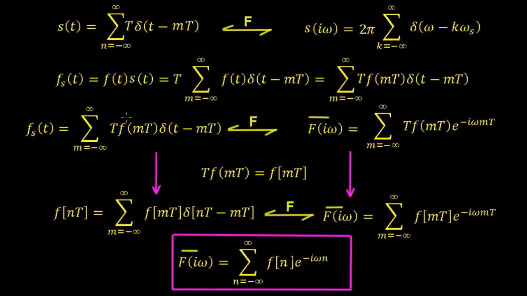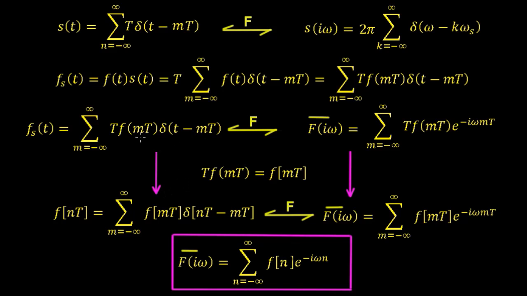So now we're going to do the final section here. We're going to go from the continuous time domain to the discrete time domain. So we're going to go from a function of our continuous time t to a function of a new variable nT. So now we've got our function f of mT delta of nT minus mT, and we can see the Fourier transform of this here is going to be our f of mT e to the minus i omega mT.